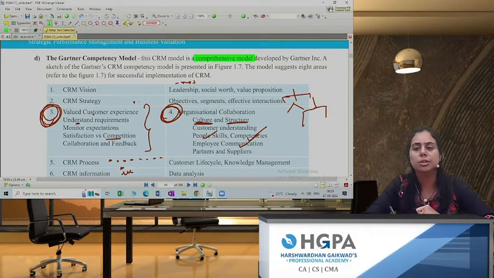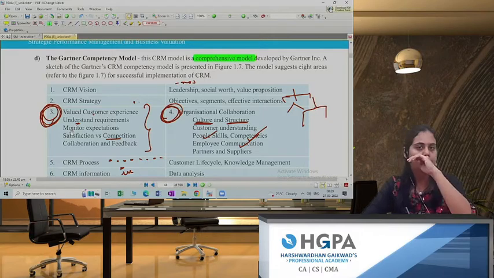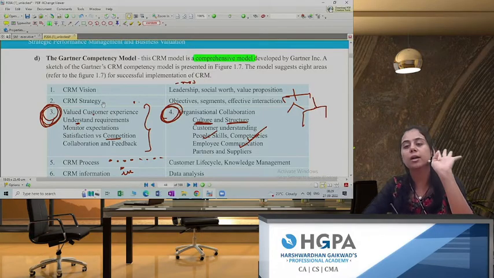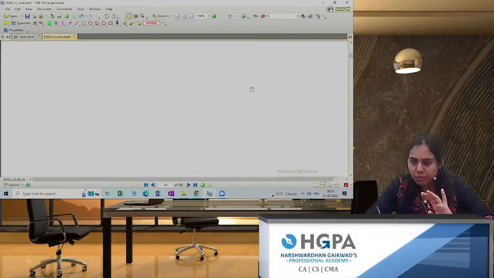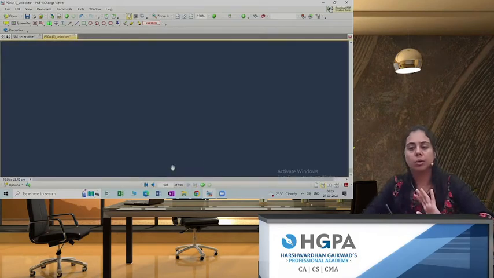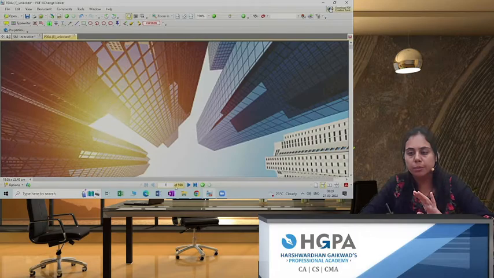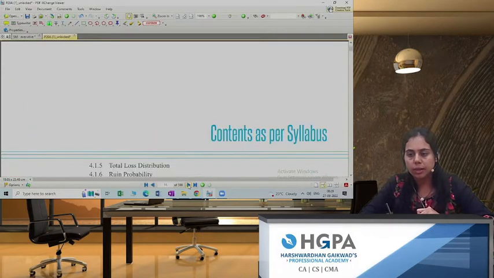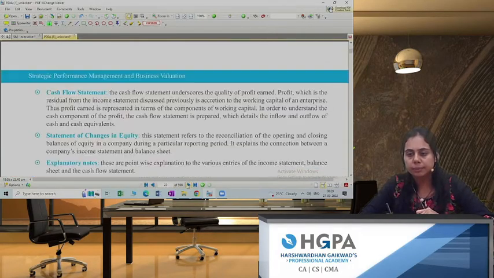Taking into consideration the majority of the aspects. And thus, how many models are there? There are 4 models. And today, we are done with the concept of CRM. Okay, we complete the concept of CRM now. So let's move on to the other concept.